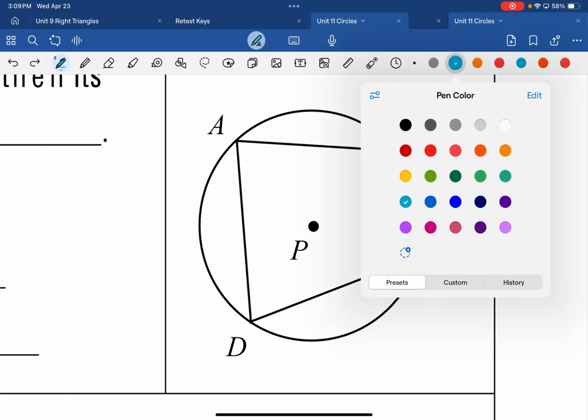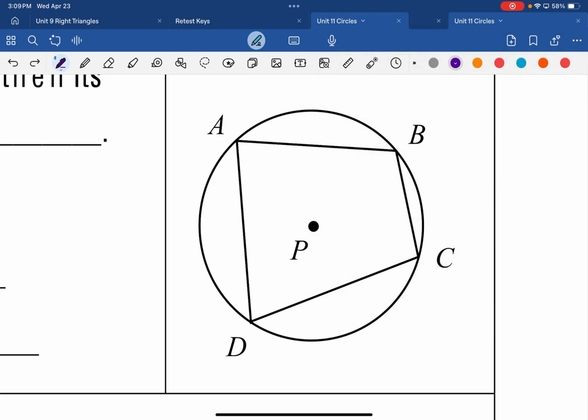And what we know about quadrilaterals, for it to be inscribed, is that every single corner of my quadrilateral has to be on the edge of the circle. So B, A, C, D, all of these are actually on the circle. They all have to be made up of chords. Yeah, it has to be made up of chords. Perfect.